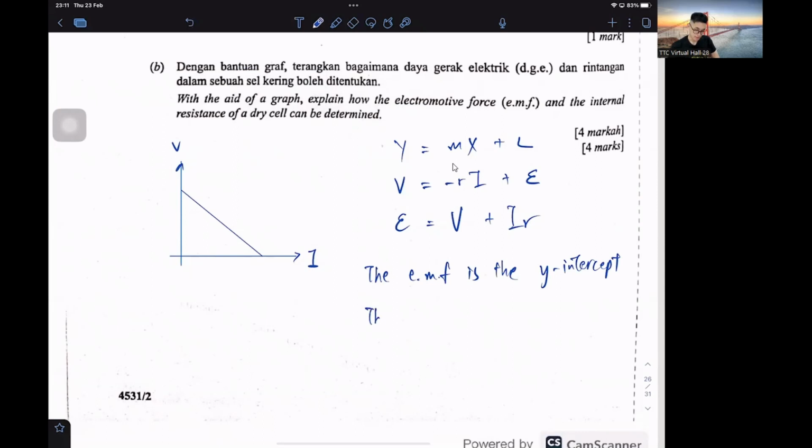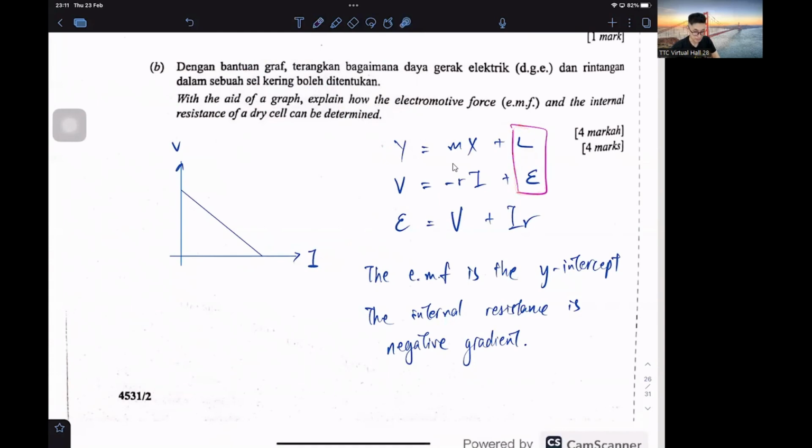And then the internal resistance is the negative of the gradient. The EMF one you should know, right? EMF is c, which is the y-intercept. But for R, remember, gradient equals negative R. So R equals negative gradient. Understand? So the internal resistance is the negative gradient. That's how you do this question.